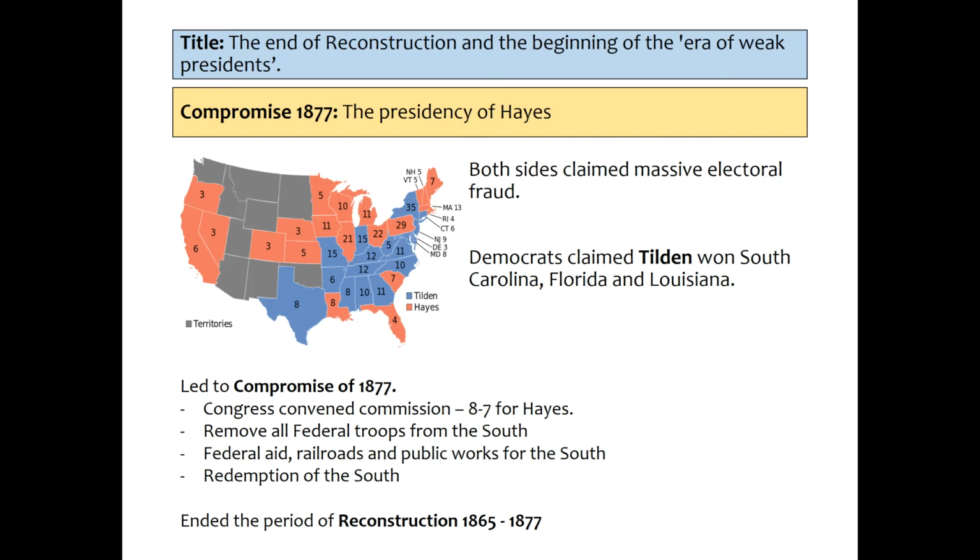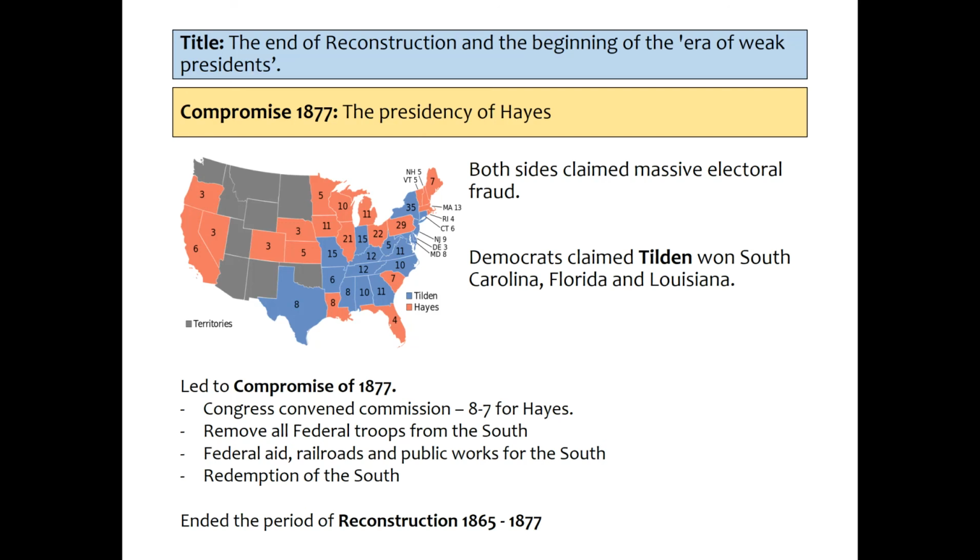The Democrats claimed Tilden won South Carolina, Florida, and Louisiana, and obviously the Republicans do not agree with this. They say that Hayes has won as the votes have been counted. It led to the Compromise of 1877. Congress convened a commission very quickly.